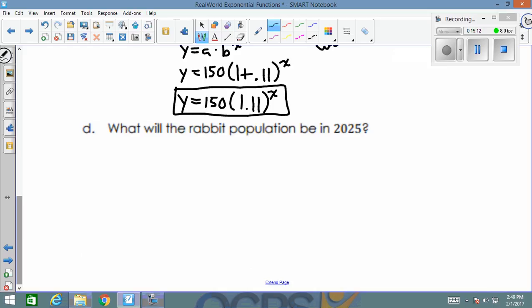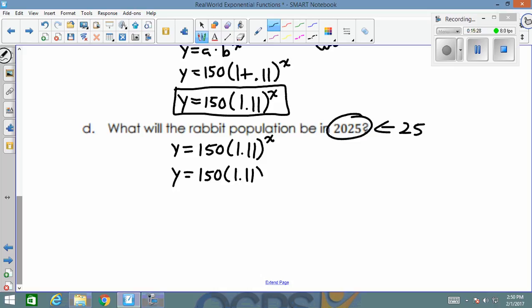And it says, what will the rabbit population be in the year 2025? 2025 is 25 years since 2000, so that means x is 25. And this is where our calculator is going to come in handy. We're going to do 1.11, that y to the x button, to the 25, and times 150. And we get y equals 2,037. And we're going to stop there. We're not going to round it up because you can't have parts of rabbits.